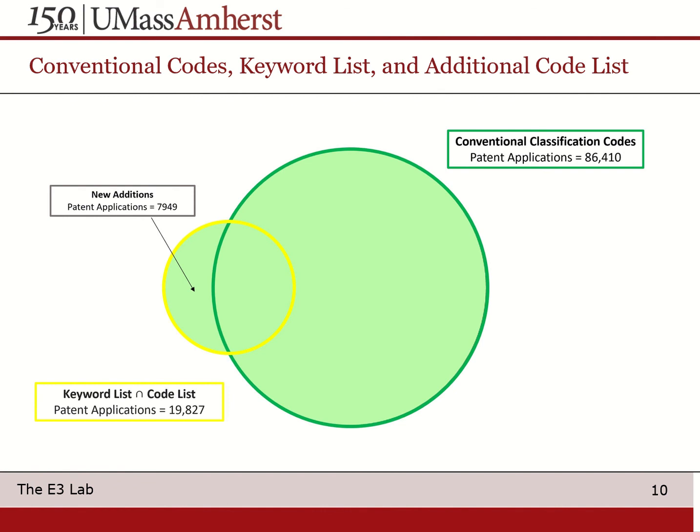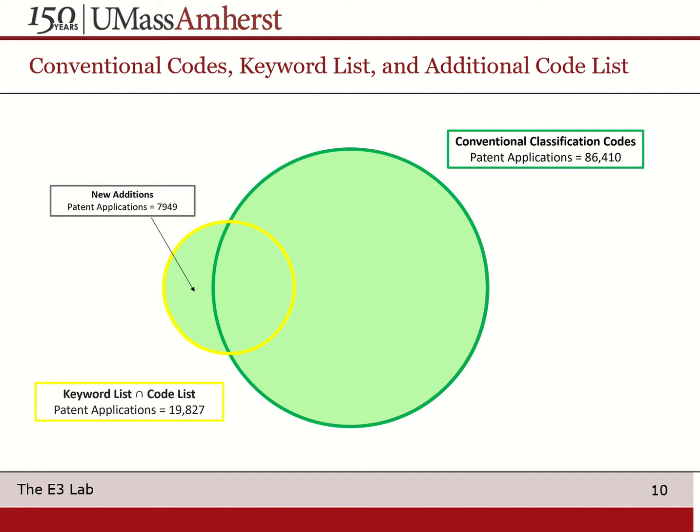By taking the intersection of the new code list with the keyword list, shown here in the yellow circle, our new potential wind energy domain results from the union of the yellow circle with the green circle, which represents our conventional codes. This appended 7,949 patents to the conventional code domain, shown here in this diagram as new additions. These new additions expand the conventional code domain by approximately 10%.